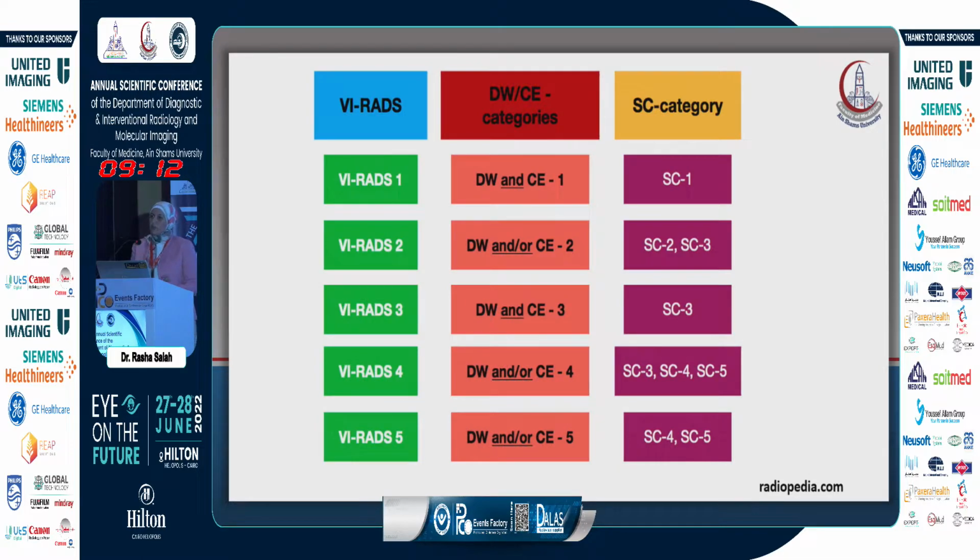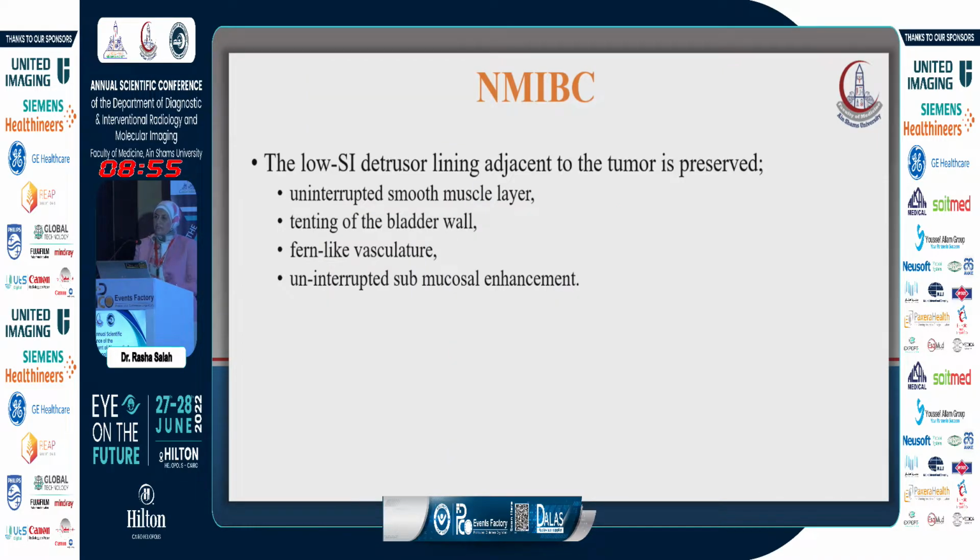At the end, we collected the scores of each category and put them in a final categorization from 1 to 5, depending on what we find on the multiple categories, including the DWI, CE, and the structural category. The non-muscle invasion, to sum up, is the presence of uninterrupted smooth muscle and the presence of uninterrupted submucosal enhancement. This is a T1 tumor or below.